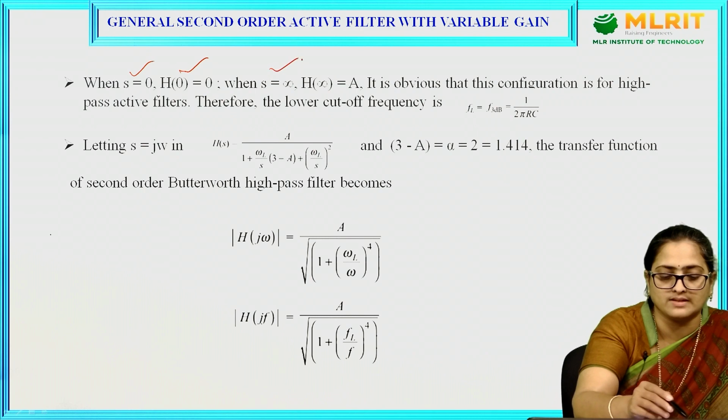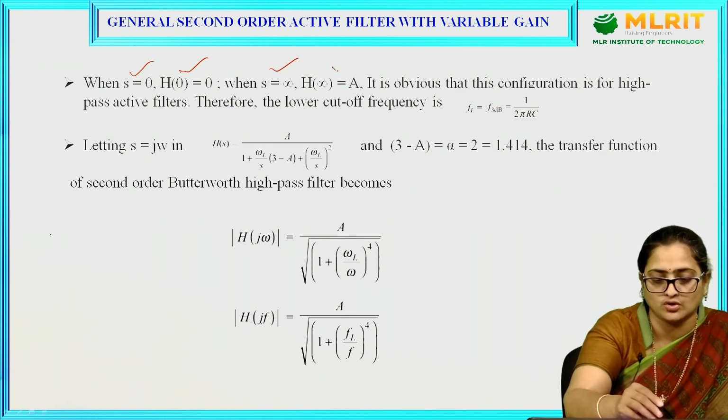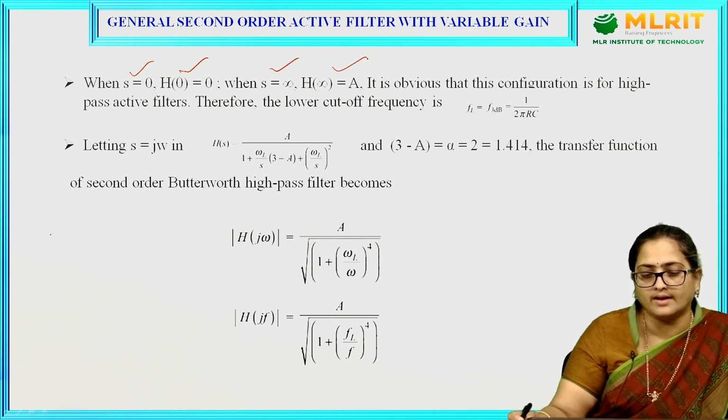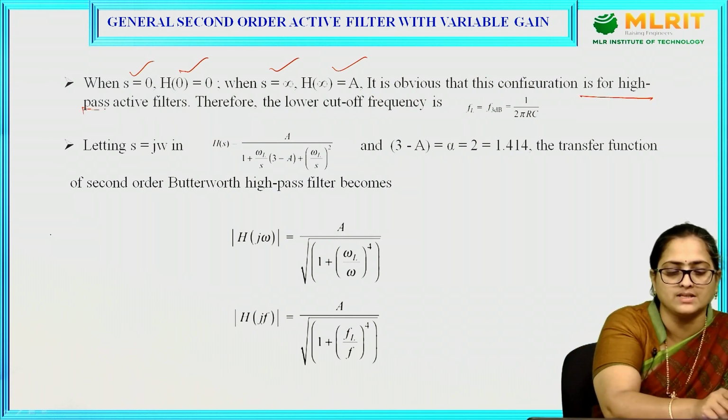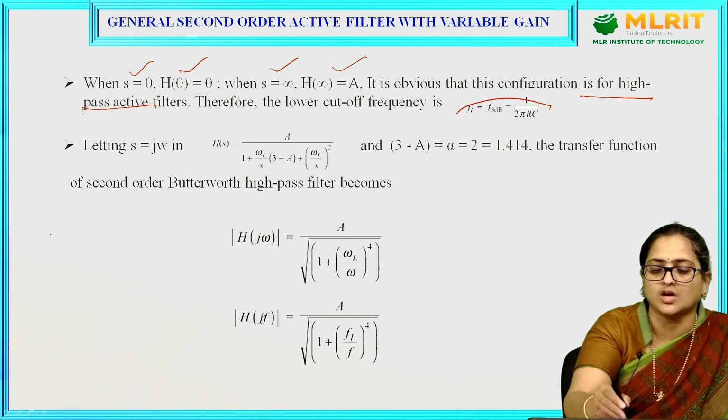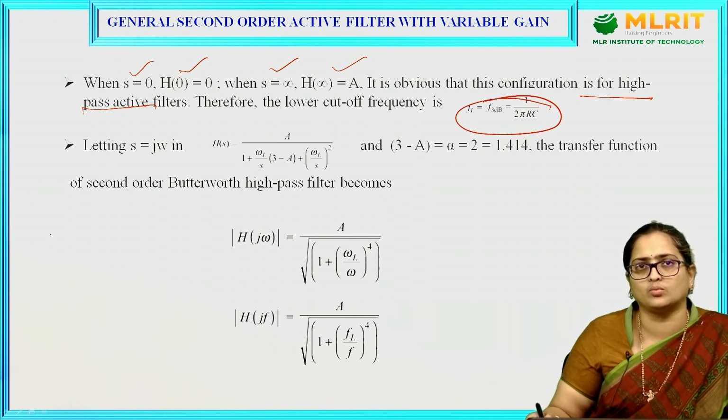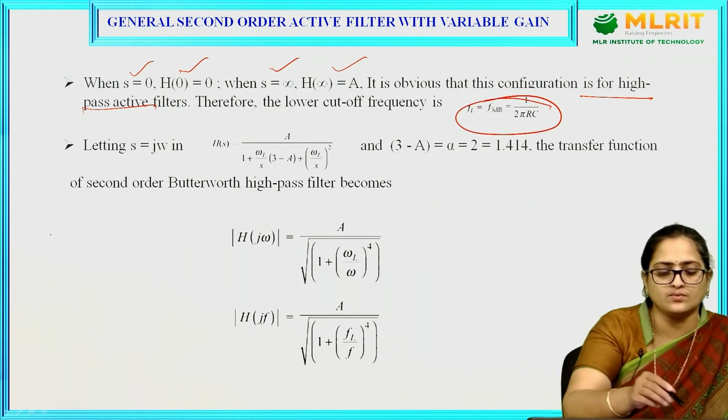When s is equal to 0, H(0) is equal to 0. When s is equal to infinity, H(infinity) will be equal to A. It is observed that this configuration is for a high pass filter. Therefore, the lower cutoff frequency is given by 1 by 2 pi RC, and the transfer function has been derived.